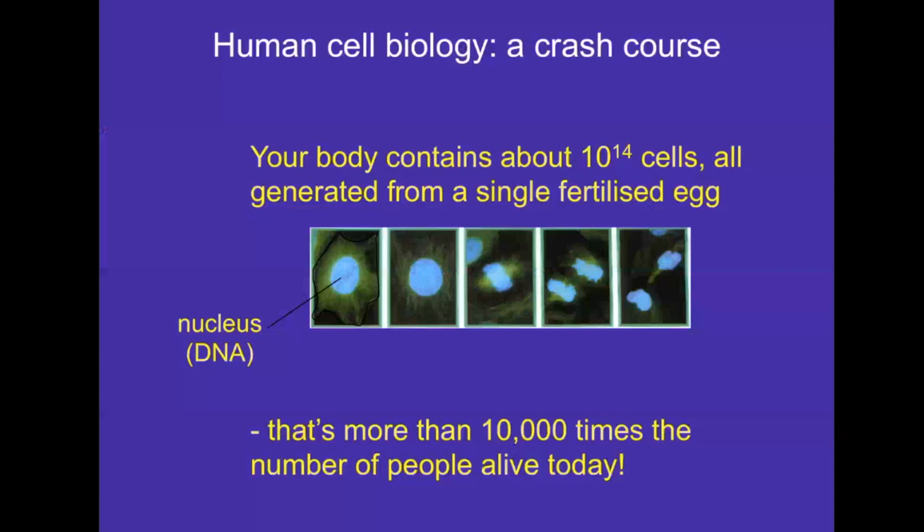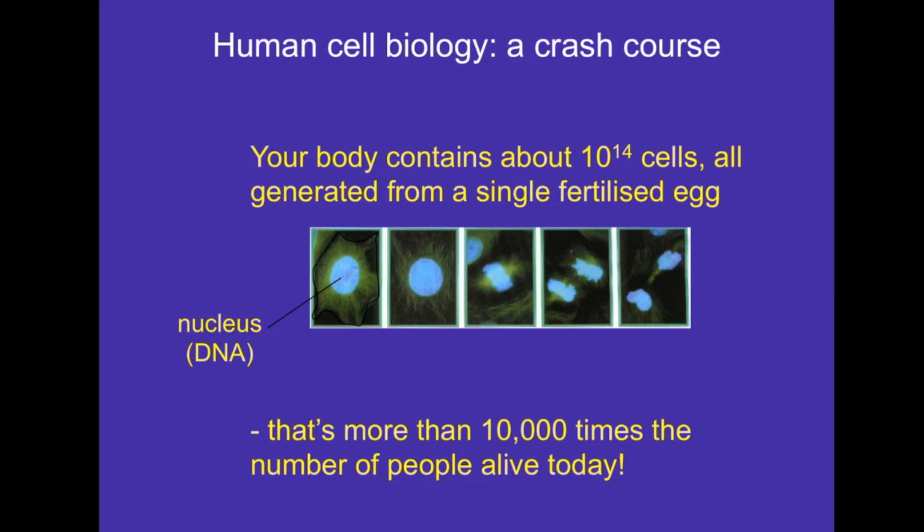And just a quick refresher course to remind you of something that I think is probably already familiar to you. You know that we're made of cells. We're made of an awful lot of cells, around about 10 to the 14 nucleated cells in a human being. And they're all generated, of course, ultimately from a single cell, the fertilized egg. And so this is a vast number of cells.